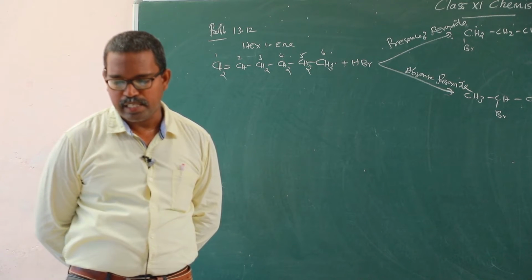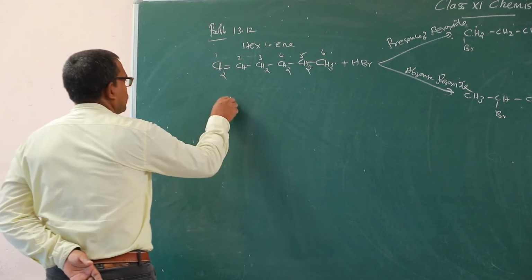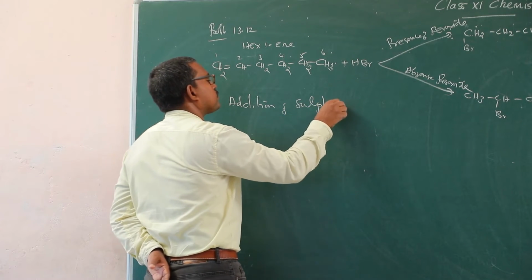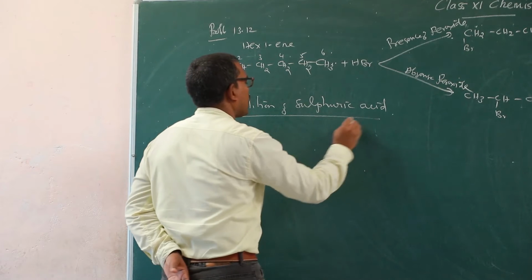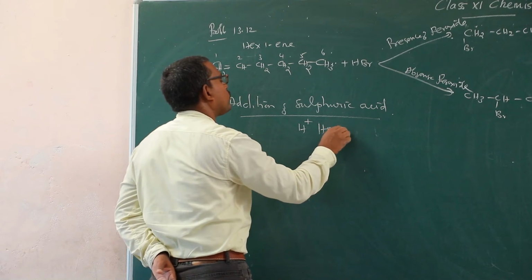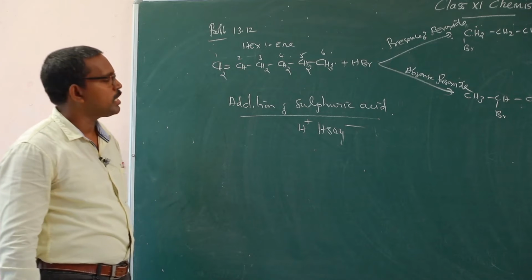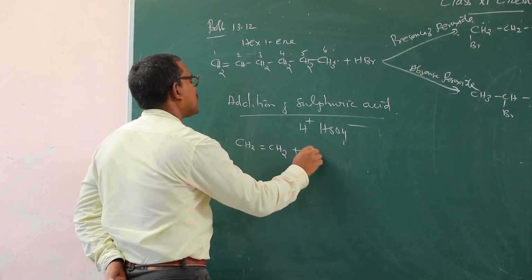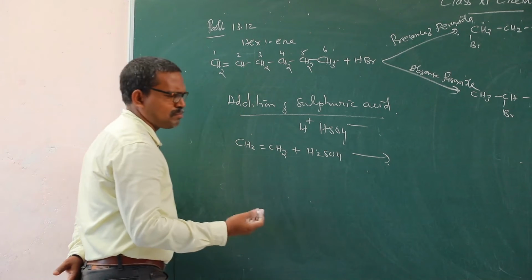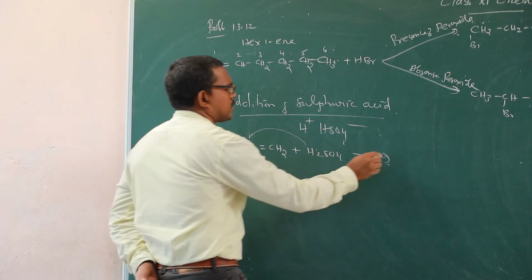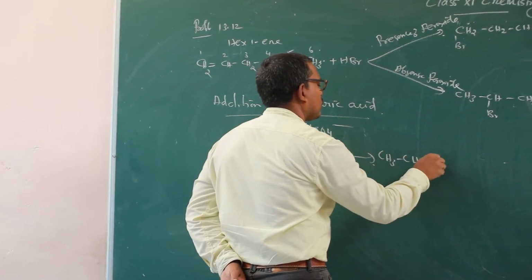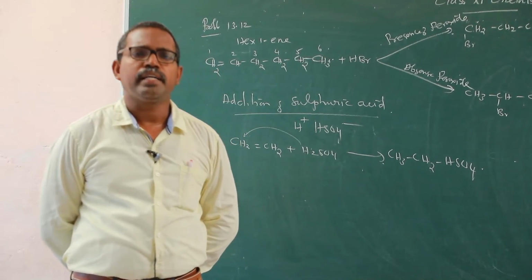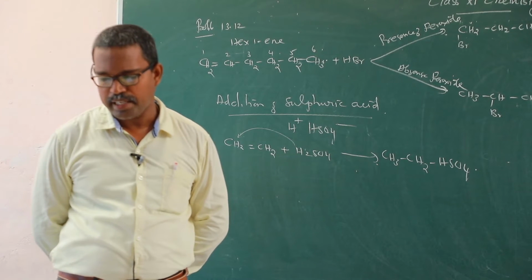Sulfuric acid is written like this: H plus and HSO4 minus. Simply say CH2=CH2 plus H2SO4, means here the hydrogen adds here, giving CH3CH2HSO4, ethyl hydrogen sulfate as the product.